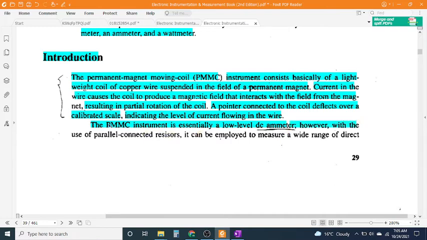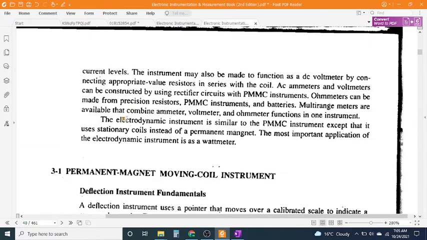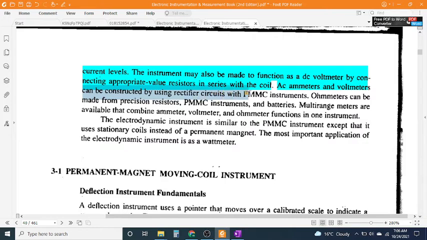However, with the use of parallel connected resistors, it can be employed to measure a wide range of direct current levels. The instrument may also be made to function as a voltmeter by connecting appropriate value resistors in series with the coil. AC ammeters and voltmeters can be constructed by using rectifier circuits with PMMC instruments. Ohm meters can be made from precision resistors, PMMC instruments, and batteries. Multi-range meters are available that combine ammeter, voltmeter, and ohm meter functions in one instrument.